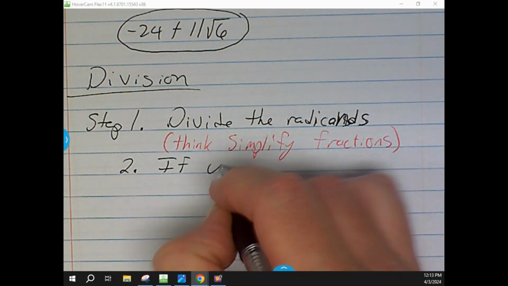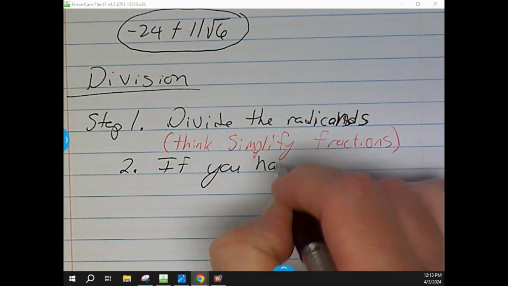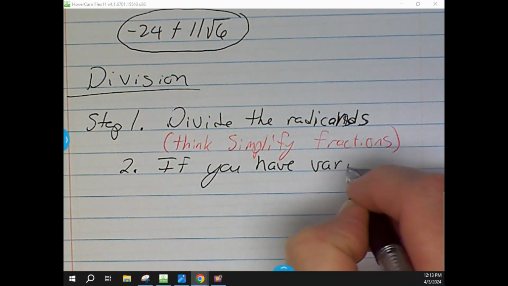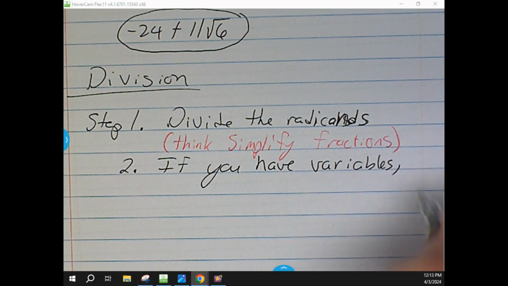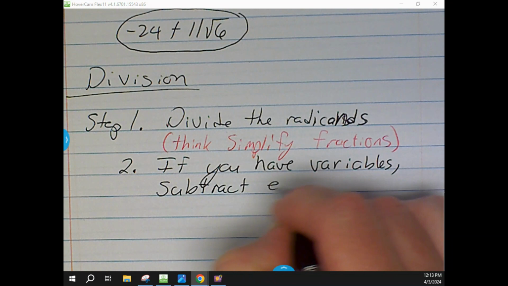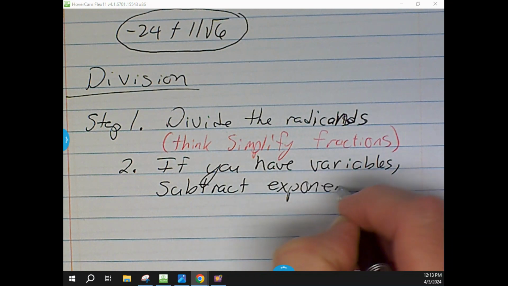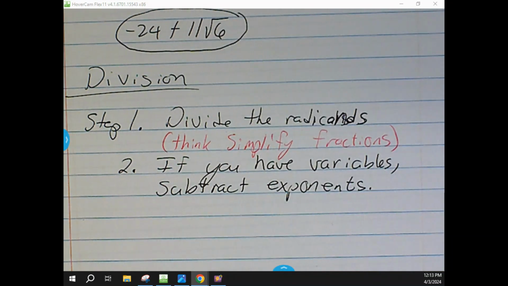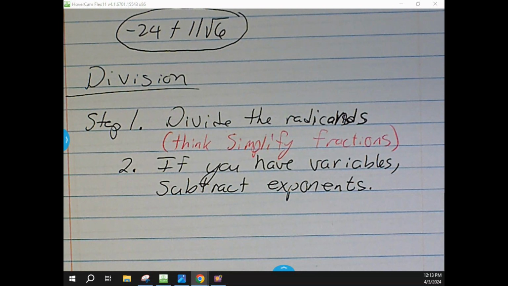All right, second thing is, if you have variables, you have to subtract the exponents. So last time we were working through things with multiplication, you added the exponents. So division, you do the opposite, you subtract the exponents.